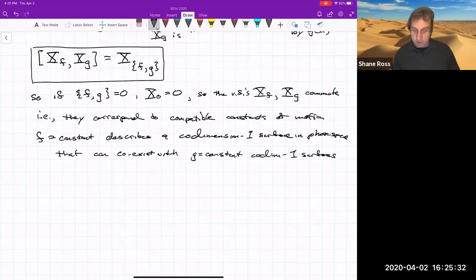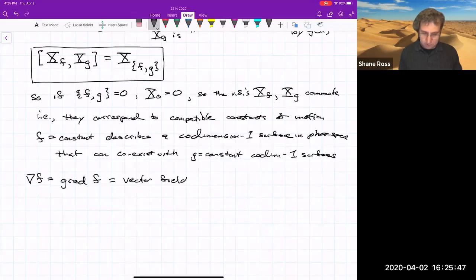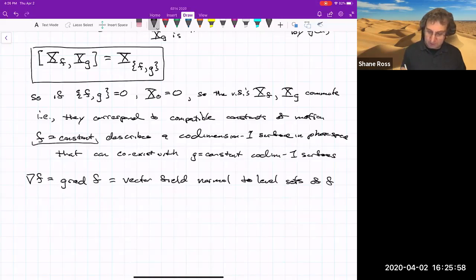Okay, all right. I'm going to use notation like this, gradient F. I might write it as grad F. What is this? These are vector fields. This is a vector field normal to level sets of F. You know, F equals a constant is a level set. Level set of F. So if I had F equals constant as a surface, then grad F is going to be normal to that.